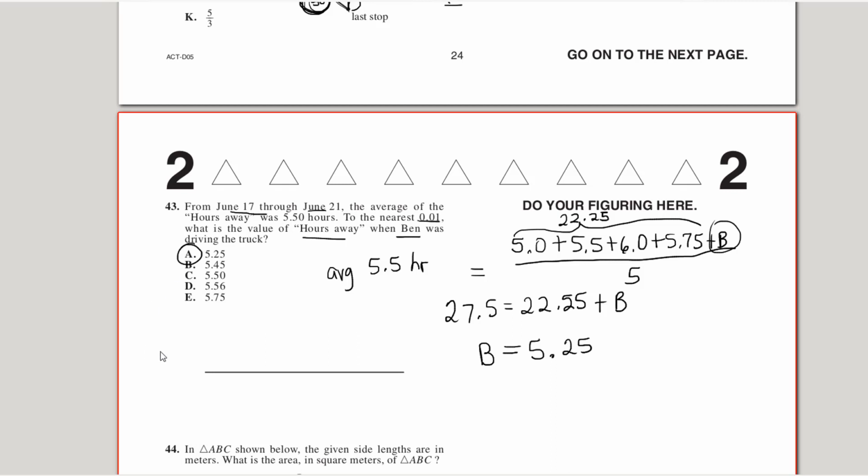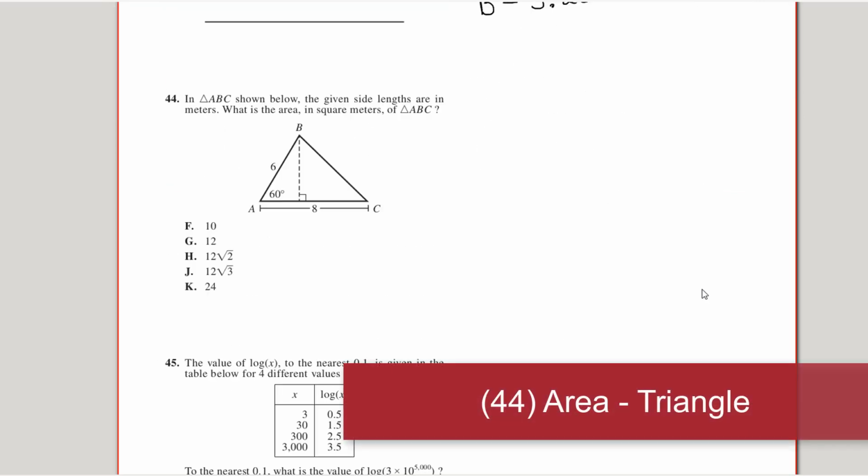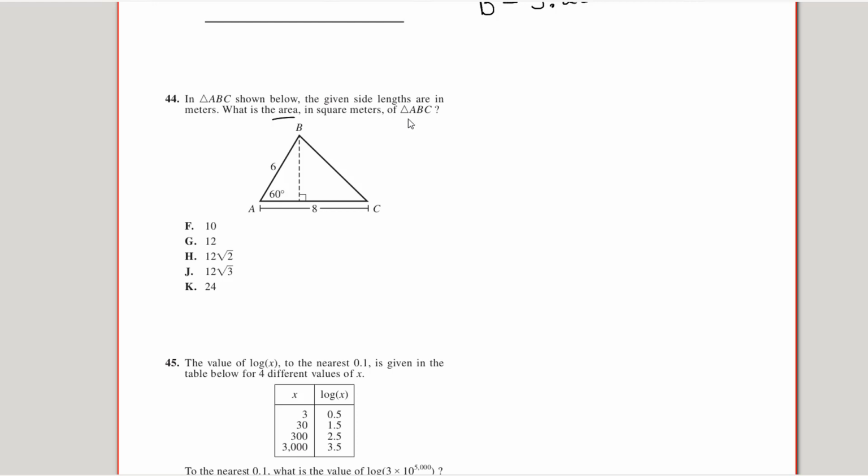That's how many hours away Ben had on his particular day. Question 44 says, in triangle ABC shown below, the given side lengths are in meters. What is the area in square meters of triangle ABC? So this is our second area of a triangle that we've been asked to find.